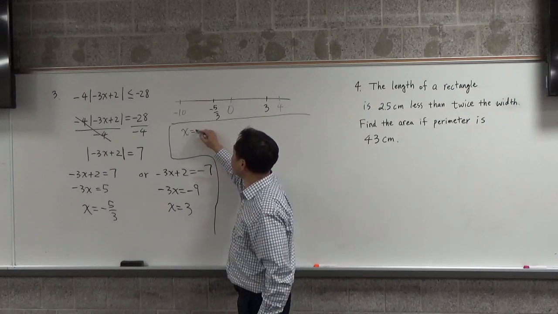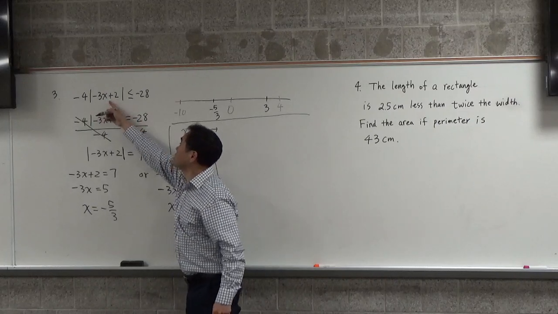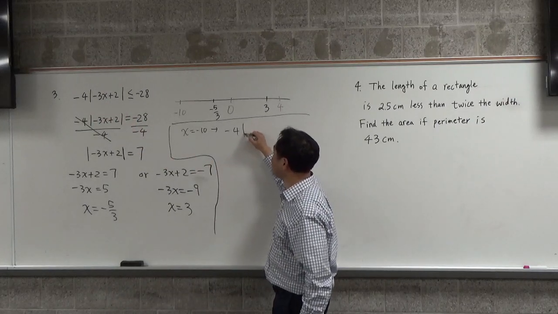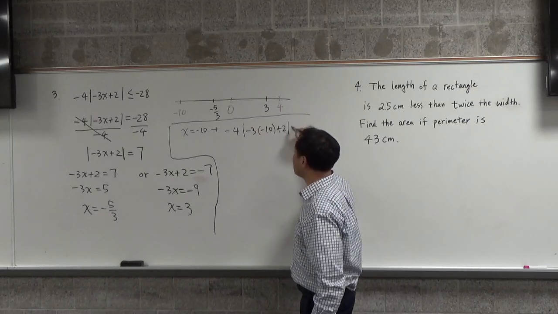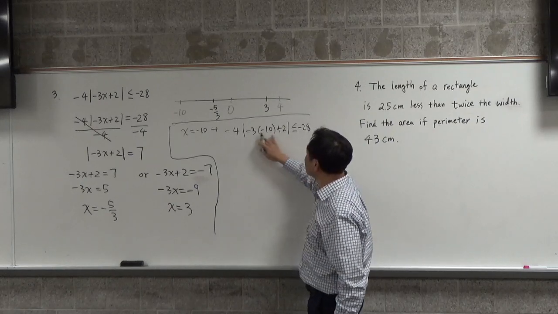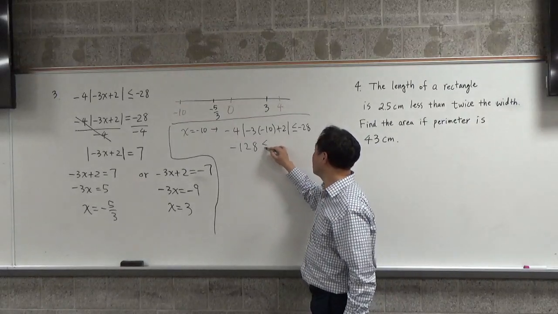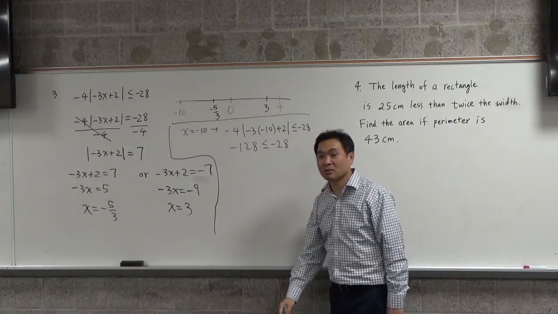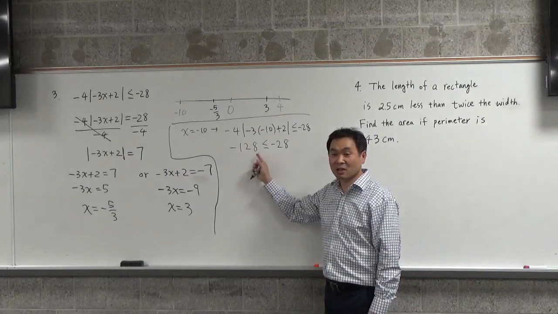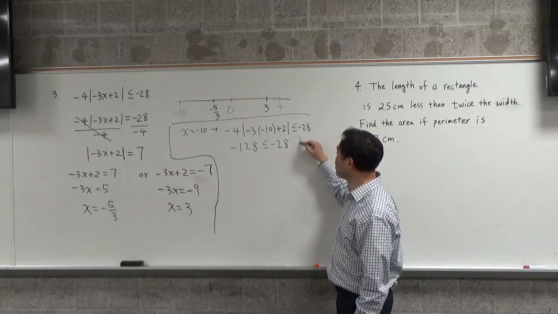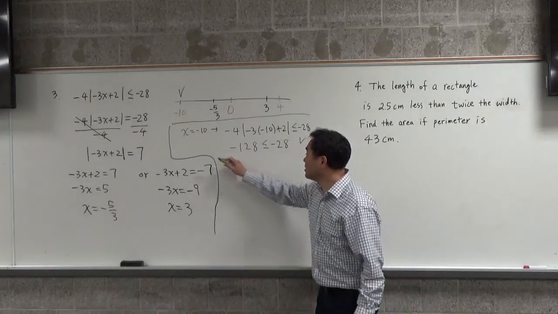So for x equals -10, what does it do if I plug in -10 in there? It's -4 times the absolute value of -3 times -10 plus 2, which is 32, right? And that'll be 32 times -4, that's -128. Is that right or wrong? Right, because this is a bigger negative value. Bigger negative values are on the left side of this number, so that's true. And then you're going to put a check mark because it worked, okay?